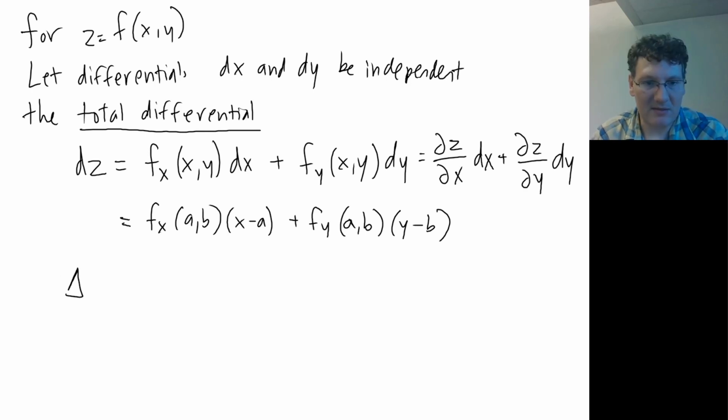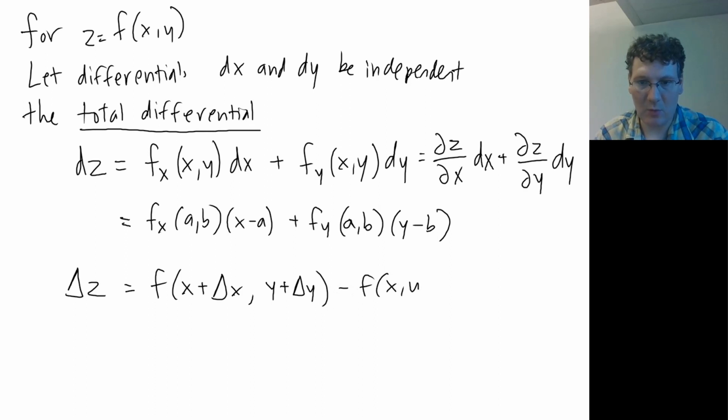Whereas the delta z is simply going to be f of (x plus delta x, y plus delta y) minus f of (x, y). So delta z would be the actual change in the function f when you move from this one point to another point by a matter of delta x, delta y. Whereas the differential would be the change in the height of the tangent plane, right?